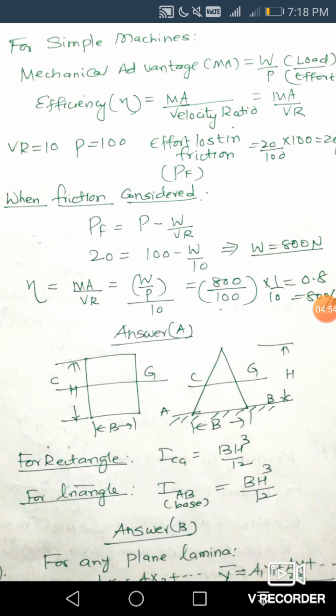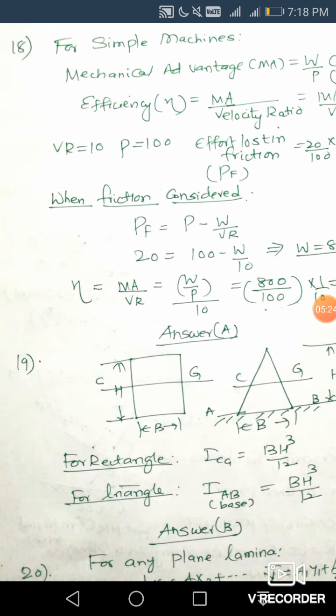So VR is also given, it is 10, and effort applied is given, but here effort lost in friction is given as 20% of the effort. So 20 by 100 into 100, that is equal to 20. There is one relationship between PF, effort lost in friction, actual effort applied, load, and velocity ratio. Substitute them and you will get W is equal to 800 newtons. So efficiency is equal to MA by VR. Substituting W by P by 10, I will get efficiency is equal to 0.8. So the answer is 80% and 800 newtons, which is nothing but your A.